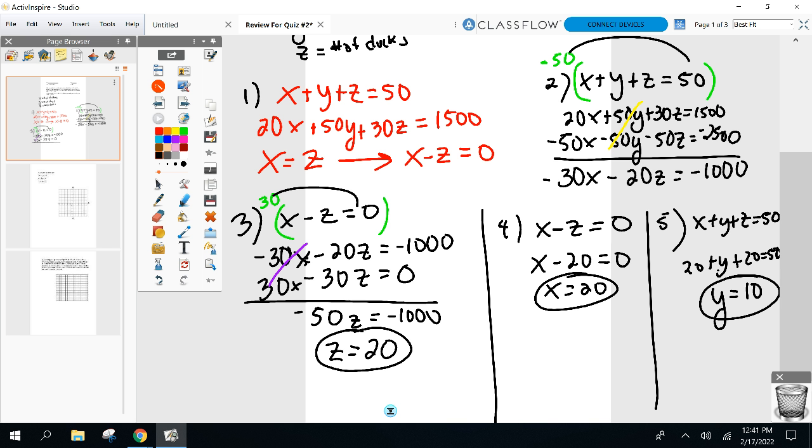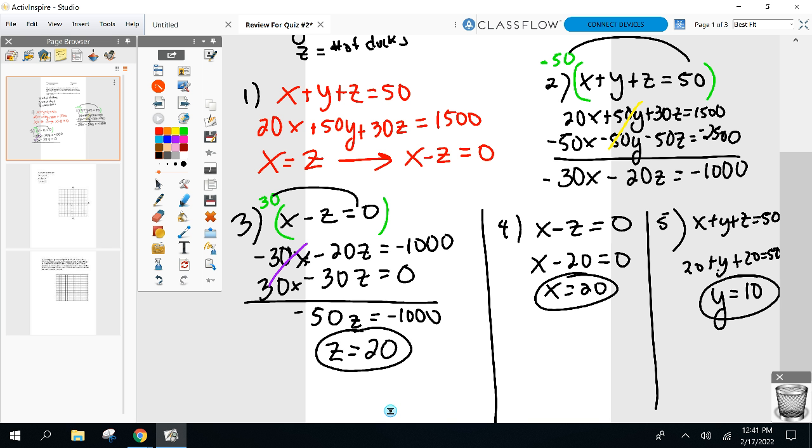Okay, which one did we multiply? Which equation did you multiply? You multiplied this one by negative 1, and you got negative X plus Z equals 0. So those cancel, and you're left with Y plus 2Z equals 50.